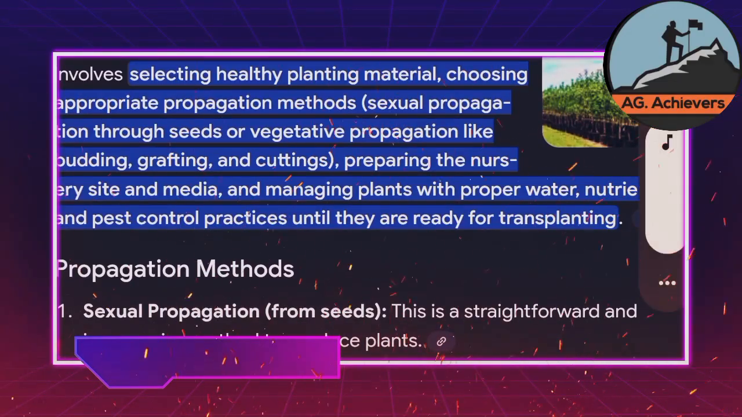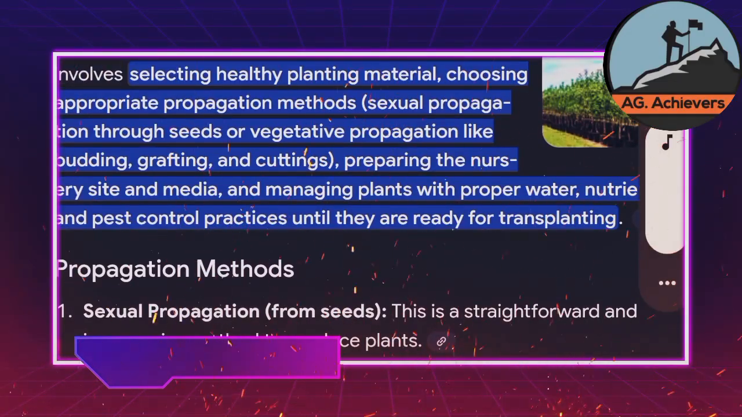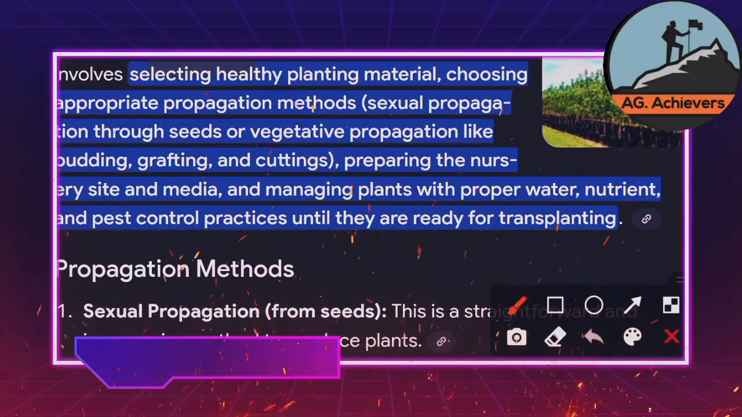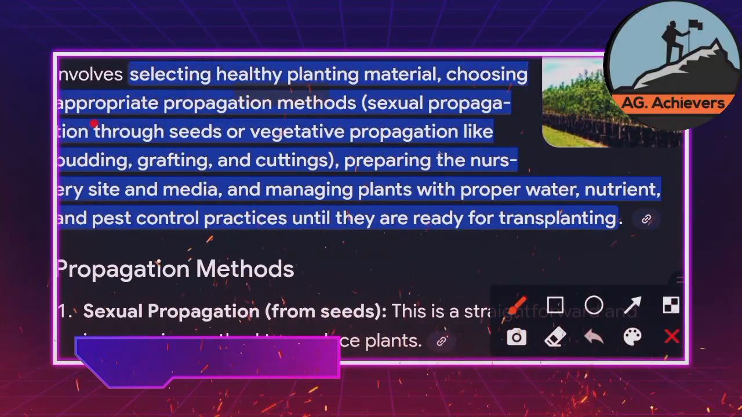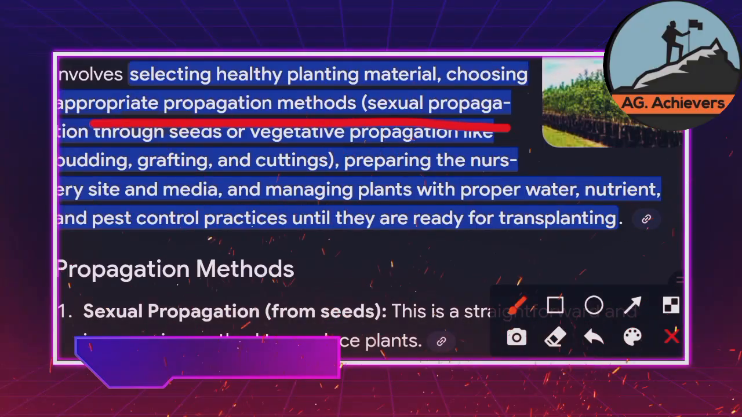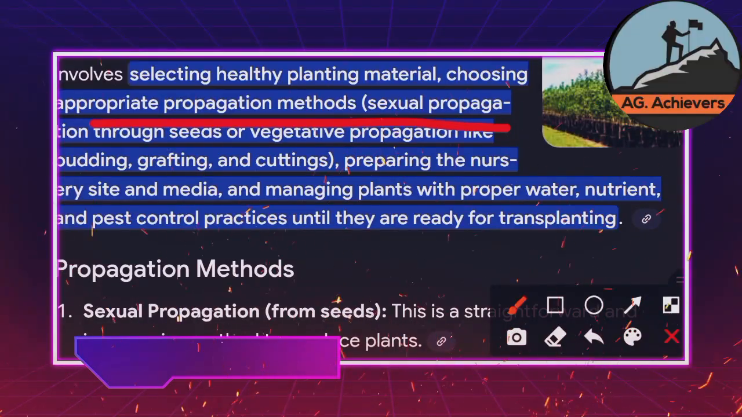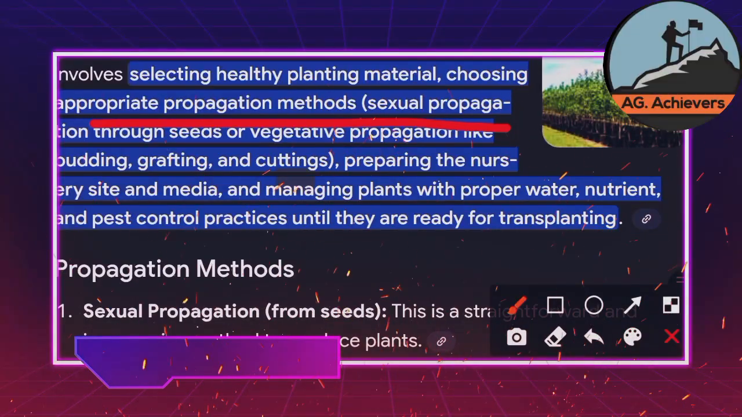Propagation and nursery management for fruit crops involves selecting healthy planting material, choosing appropriate propagation methods, sexual propagation through seeds or vegetative propagation like budding, grafting, and cuttings, preparing the nursery site and media, and managing plants with proper water, nutrient, and pest control practices until they are ready for transplanting.